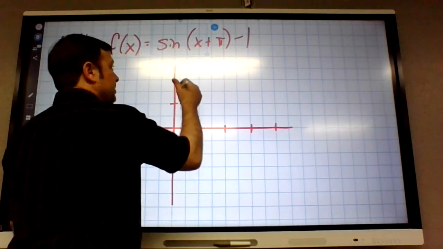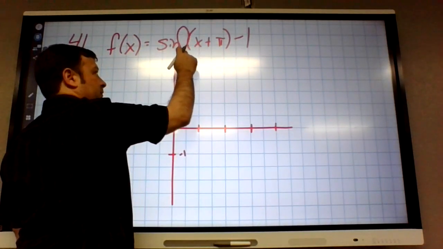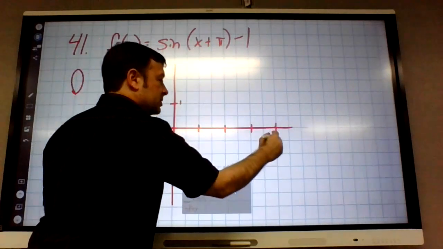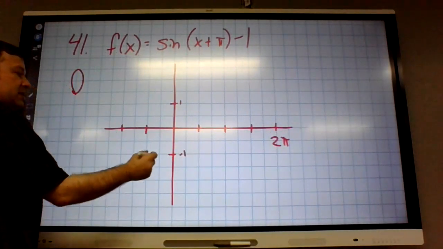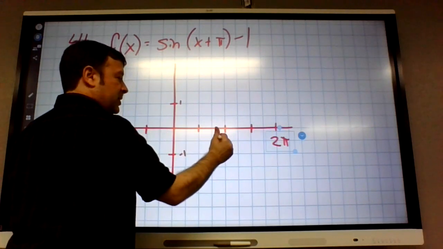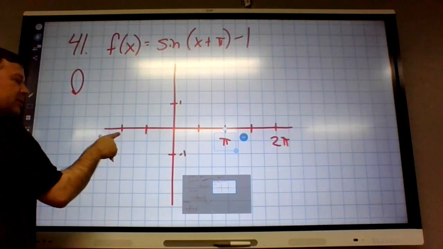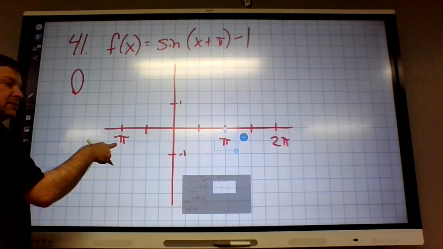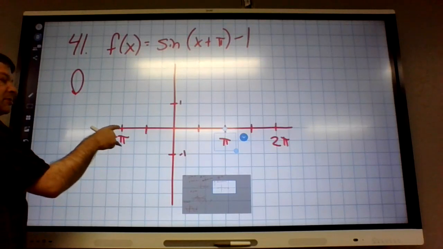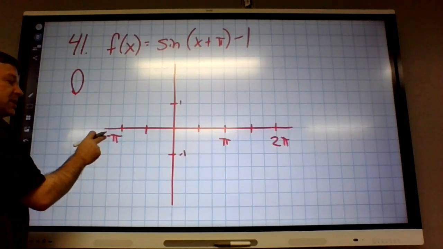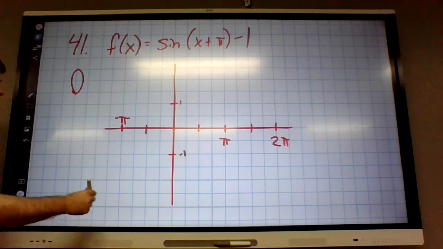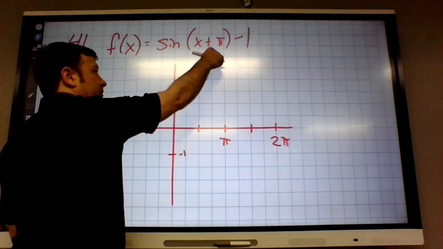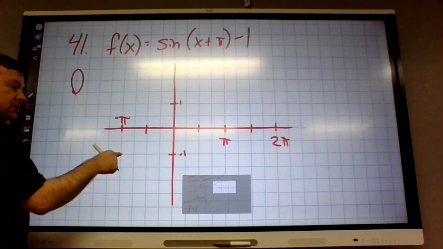What's the period? 2 pi. Okay, normal 2 pi, because there's no number up here in front of the x, so it's the normal 2 pi period. So what's this plus pi going to be? Left. It's going to be left pi. So if my fourth mark is 2 pi, that means my second mark is pi. So if we're moving left pi, we're moving 2 marks to the left. So this will be the middle of our graph right here. Well, what's the minus 1 going to do to the graph? Down 1. So actually, that's the middle of our graph. So we're moving left pi, down 1.